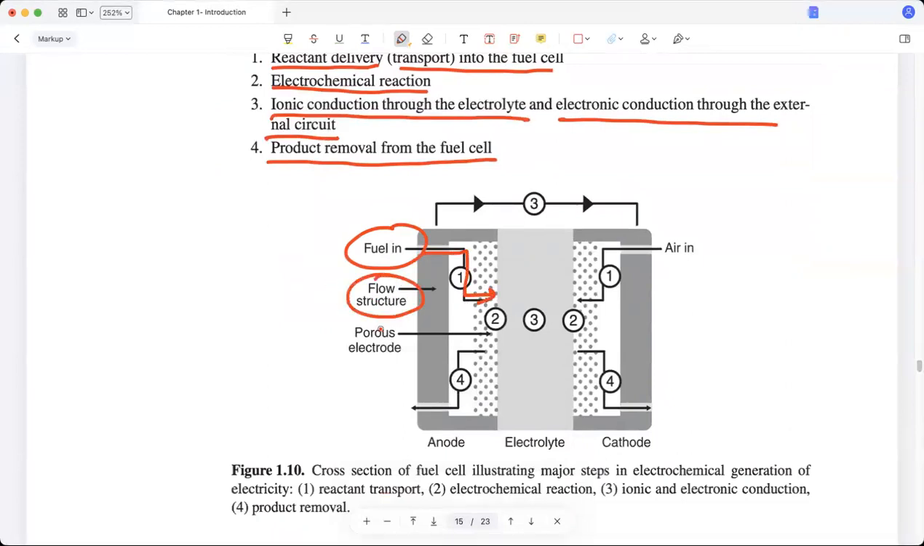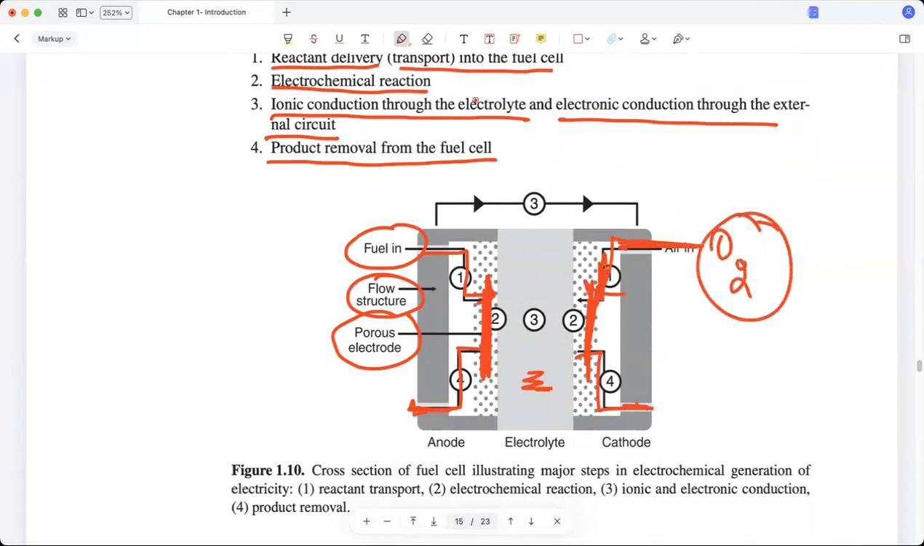This is your flow structure. This is the porous electrode which you have. This is your electrode. This is your electrolyte. This is your anode, and this is your cathode. From here, air enters, which is the source of oxygen. This is your fuel, hydrogen, or any fuel. And this completes your circuit.